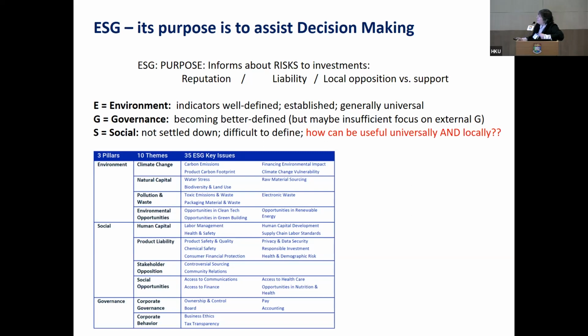For what? The reason that we're doing this is because opposition and support is important to our reputation. If we try to do a project in another country and we get a lot of local opposition, this is not good for our reputation. This is not good for liability. This is not good for conflict and costs. So these are clearly important things to measure.